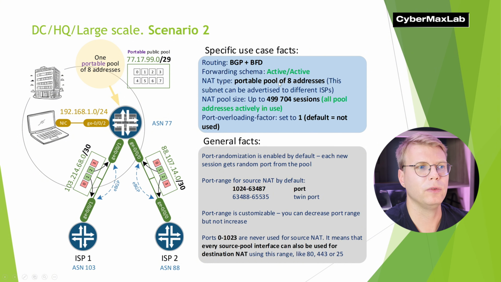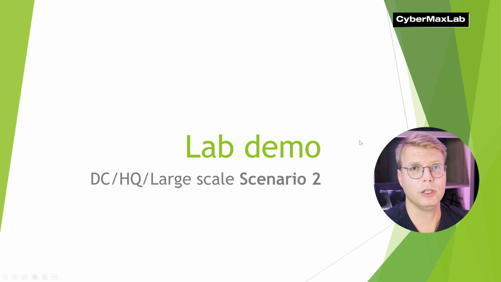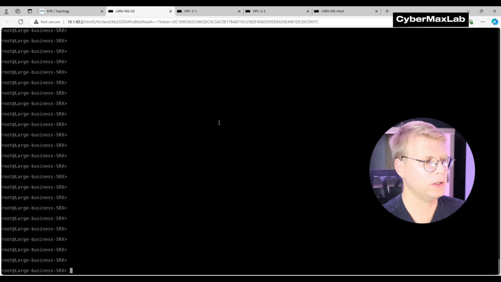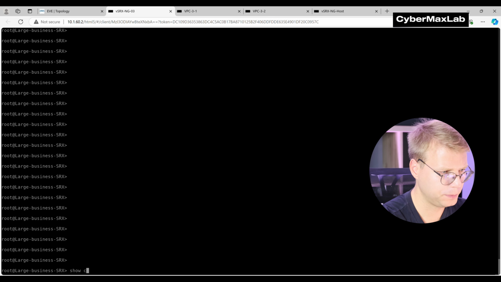And as a result, we have a portable pool of 8 addresses. All 8 addresses will be used all the time. We don't waste addresses like in the previous scenario. And we can estimate our available pool size at about 500,000. The port overloading factor is set to 1, the default. Let's go and check in the lab. We'll start with the configuration review.